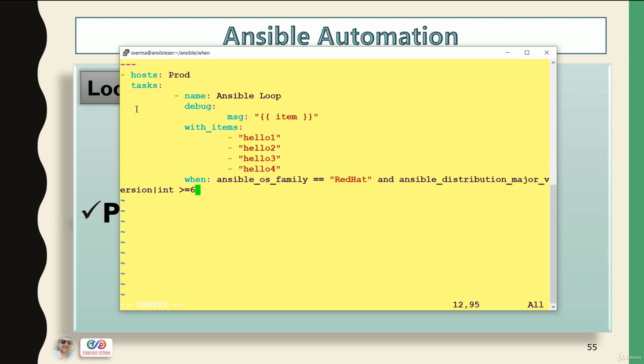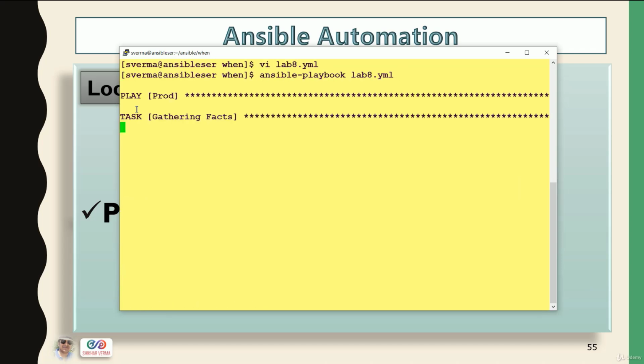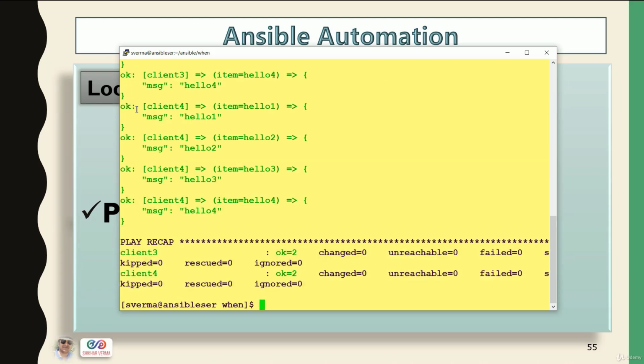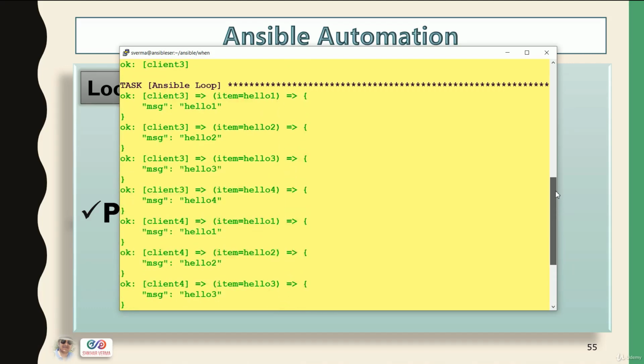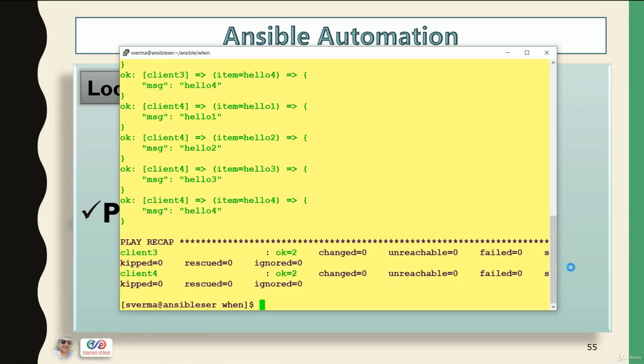So it is going to check first, it should be distribution, should be Red Hat, and also the distribution version should be 6 or more. So if I am going to execute this one, it is going to print for both the servers because one is 6 and one is 7. So here you can see that it has printed 4 times for client 3 and 4 times for client 4. So friends, that's all for this lecture. Hope you got some idea about Ansible loops as well. So that's all. We'll see you in the next lecture.